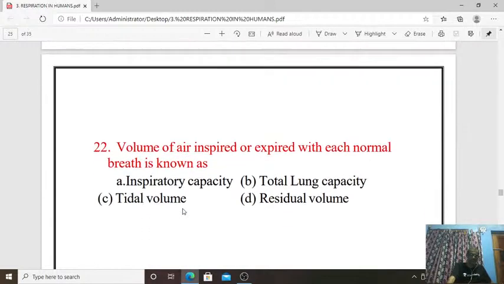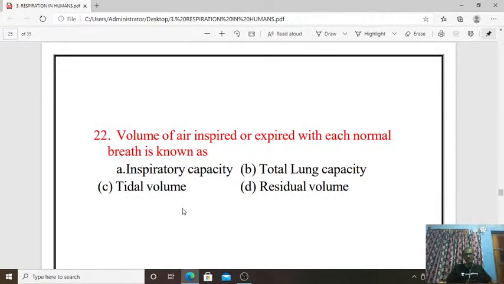Next question. Volume of air inspired or expired with each normal breath is known as what? Volume of air inspired, taken in, or given out, expired, with each normal breath is known as what? It is tidal volume. It is nothing but tidal volume. Okay. So 22nd question, answer is C.